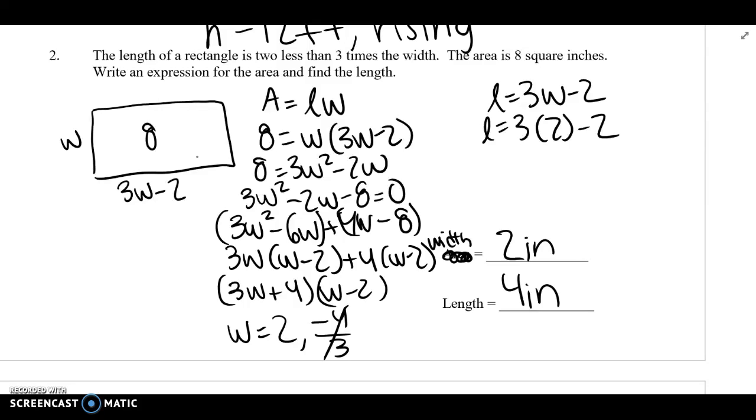You cannot have a length of a negative, so only 2 works. So your width is 2 inches. You then have to plug that back in to find the length. So you have 3w minus 2 equals your length, so you get a length of 4 inches.